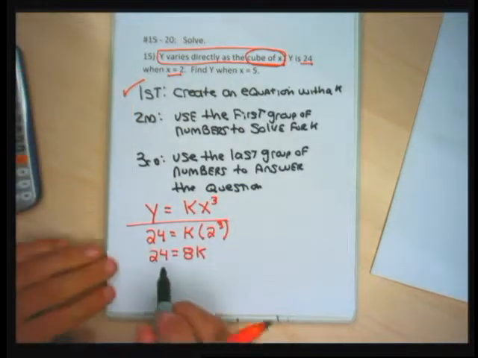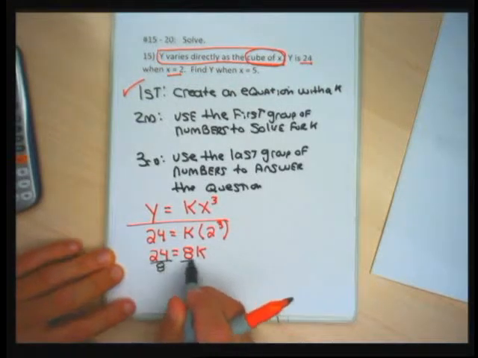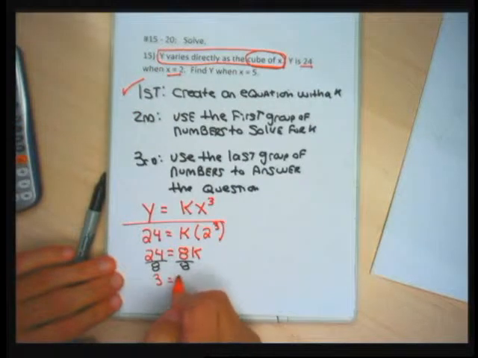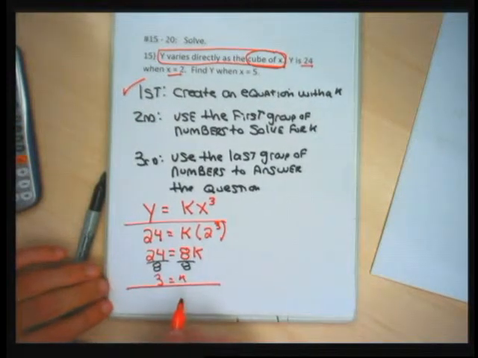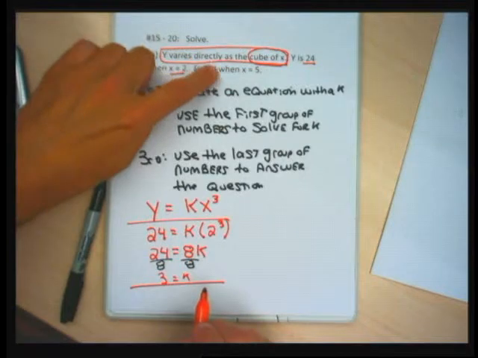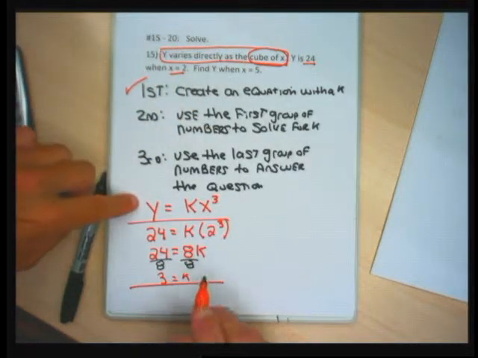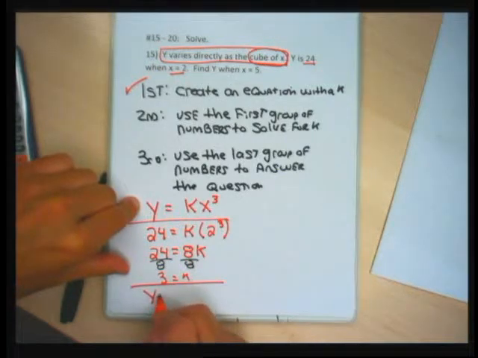So I did the first step. This is my second step. I get 3 equal to k. I'm not done yet. I'm done with the second step. Now I'm going to go to the third step. Find y when x equals 5. So into my equation, I'm going to find y when x equals 5.